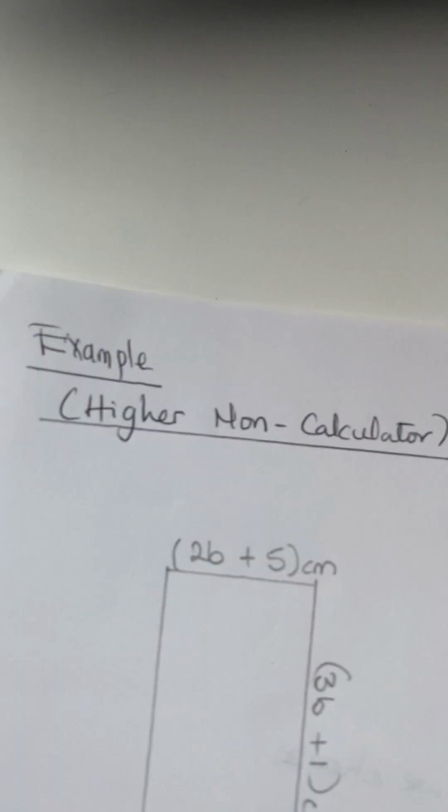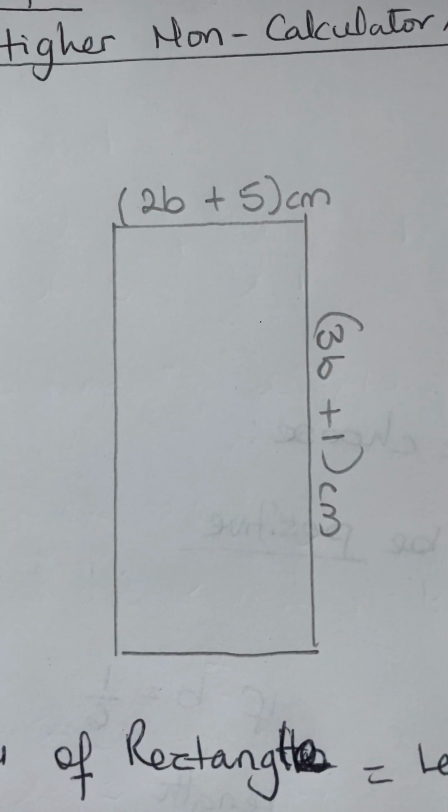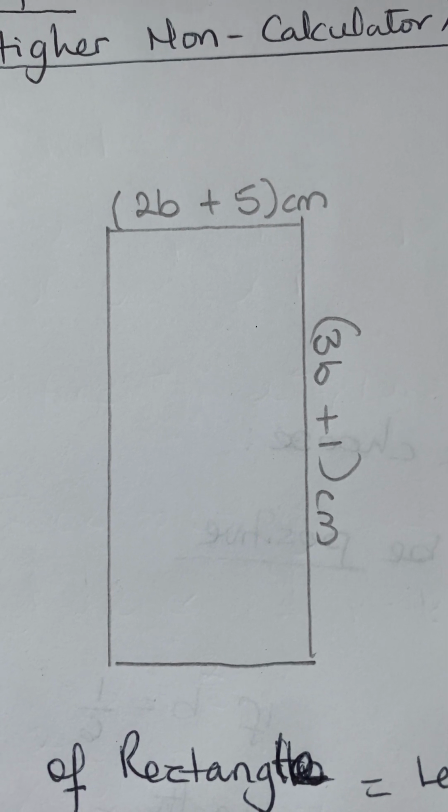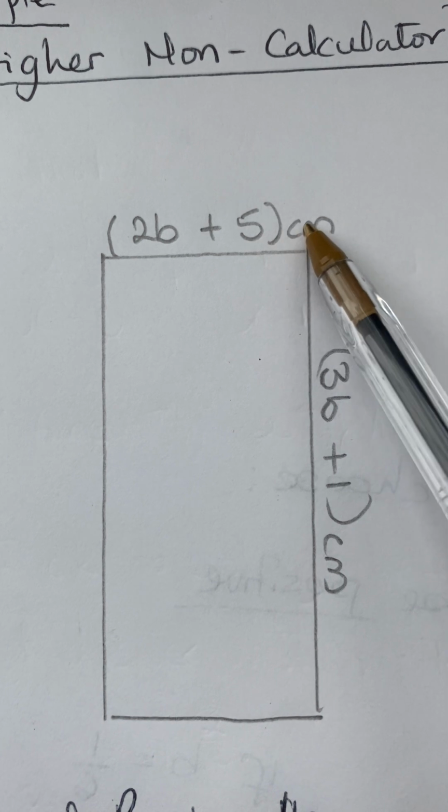Now, the next question we'll quickly have a look at is also a higher non-calculator paper. This is our rectangle here. The width is 2b plus 5 centimeters.